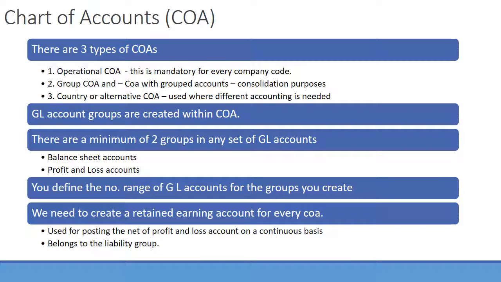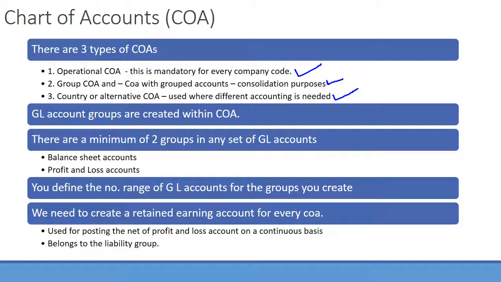Now let us have a closer look at the chart of accounts. There are three types of chart of accounts. Number one, the operational chart of accounts. This is mandatory for every company code. Then there is a group chart of accounts with grouped GL accounts. This will have a one-to-many relation with operational charts of accounts. It is mainly for consolidation purposes. And finally, you will have a country chart of accounts or alternative chart of accounts at the company code level. This situation comes when a different type of accounting has to be done at the company code level specific to any country.